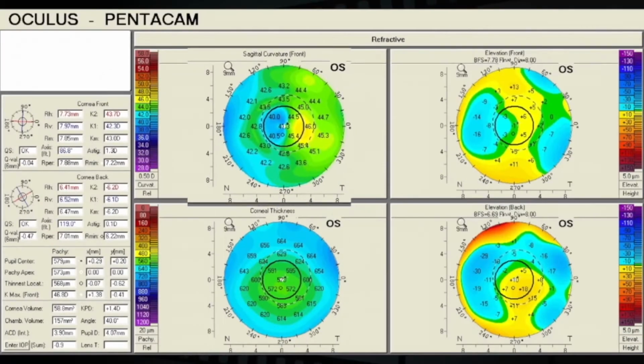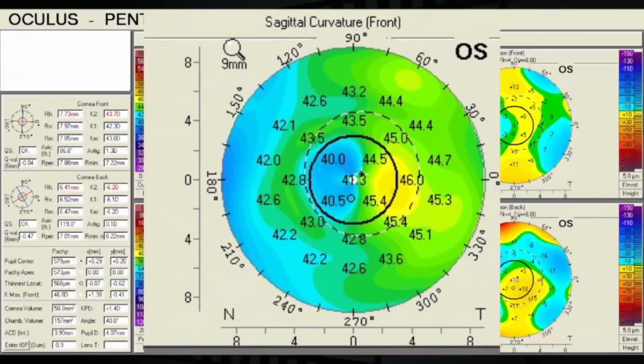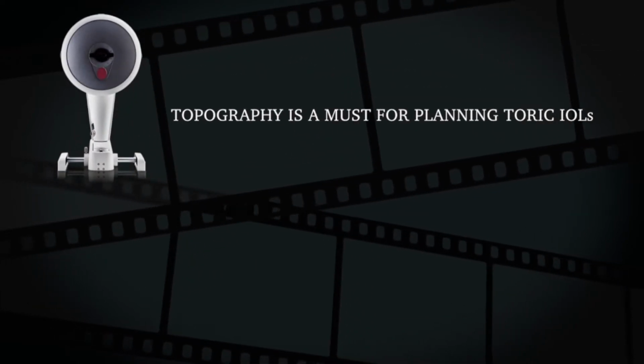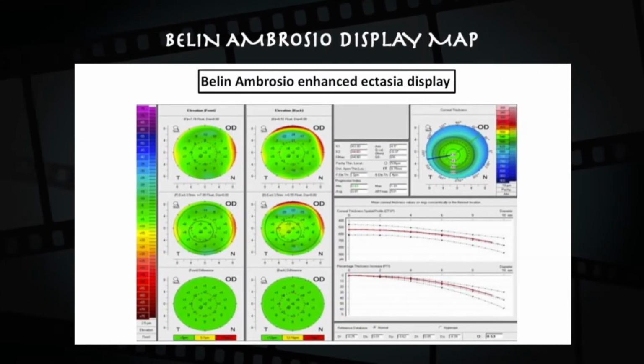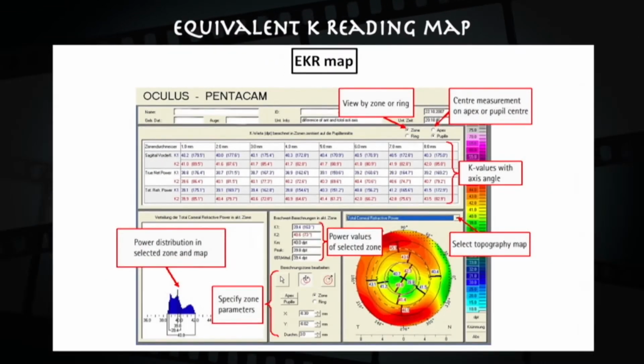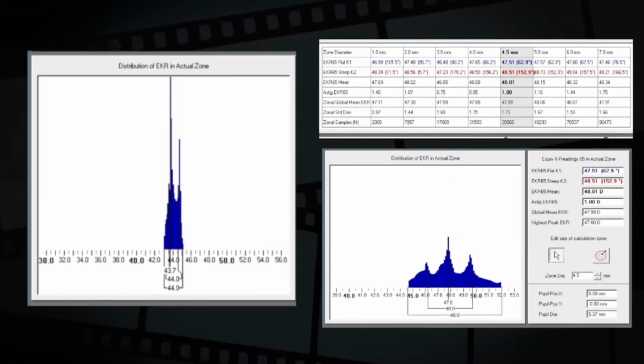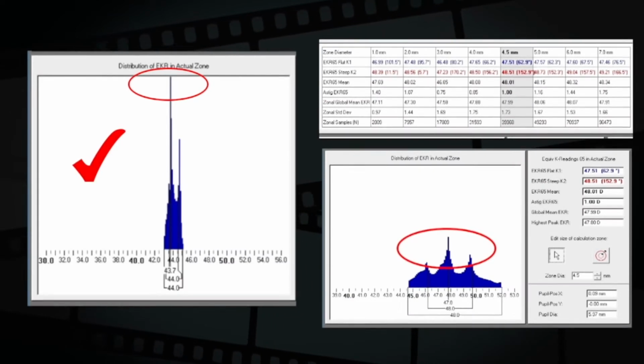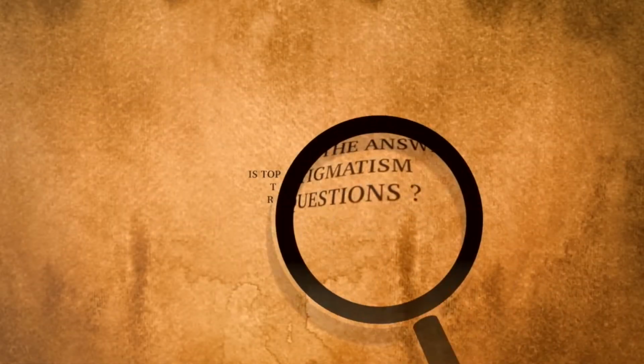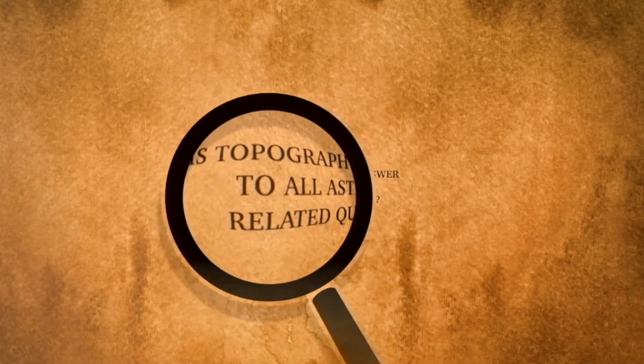After checking if all the boxes were correctly ticked, we found that the answer lay in the curvature map. The patient had an irregular astigmatism of 3.2 diopters preoperatively. Thus, an accurate reading of topography with knowledge of the Belin-Ambrosio display map and the EKR map helps us in planning precise toric IOL implantation. But is topography the absolute answer to all our questions?